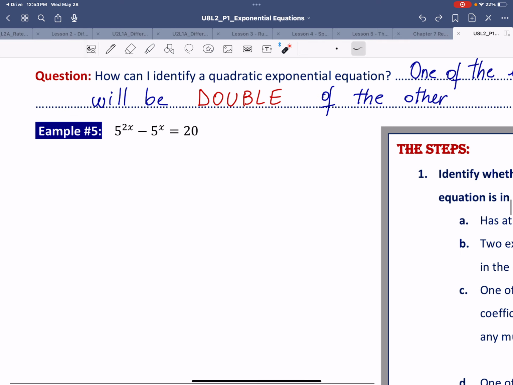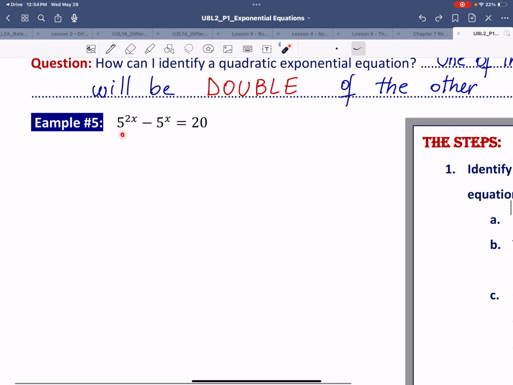And here is an example. 5 to the power 2x minus 5 to the power x equals 20. As you can see here, we have 1, 2, 3 terms. Two of the terms will have x in the exponent, and that's what makes this an exponential equation. Now, if you compare these two exponents, and the bases obviously are the same, you see one is double the other. So that's what we mean by saying that one of the exponents will be double the other.